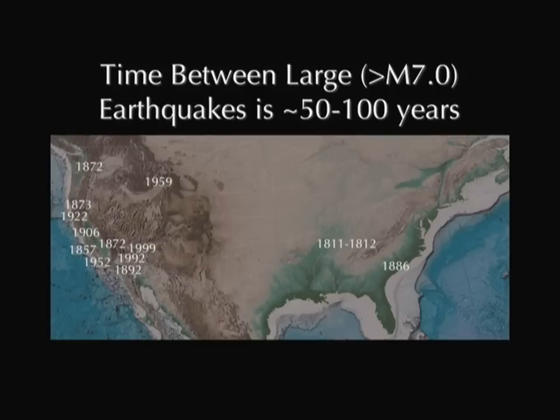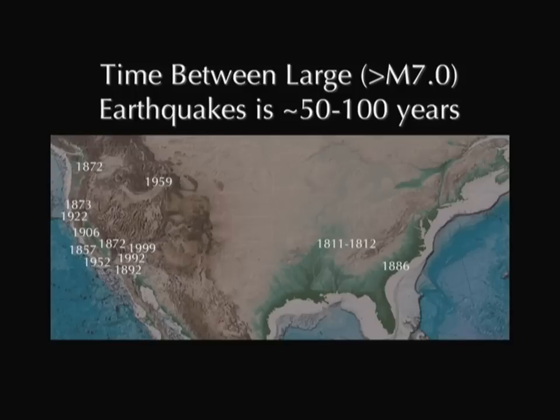So let's just think of the continental U.S. The time between large magnitude earthquakes, magnitude 7 and above, is about 50 to 100 years. So if I tell you I'm pretty sure there's going to be a magnitude 7 earthquake somewhere in California within the next 100 years, spot on. I just predicted something I'm pretty sure is going to happen. But that's too large of an uncertainty for you, right? Even 50 years, you're probably going, no, I want it within my lifetime. We need to shorten that. And so this is a frustration for some people.